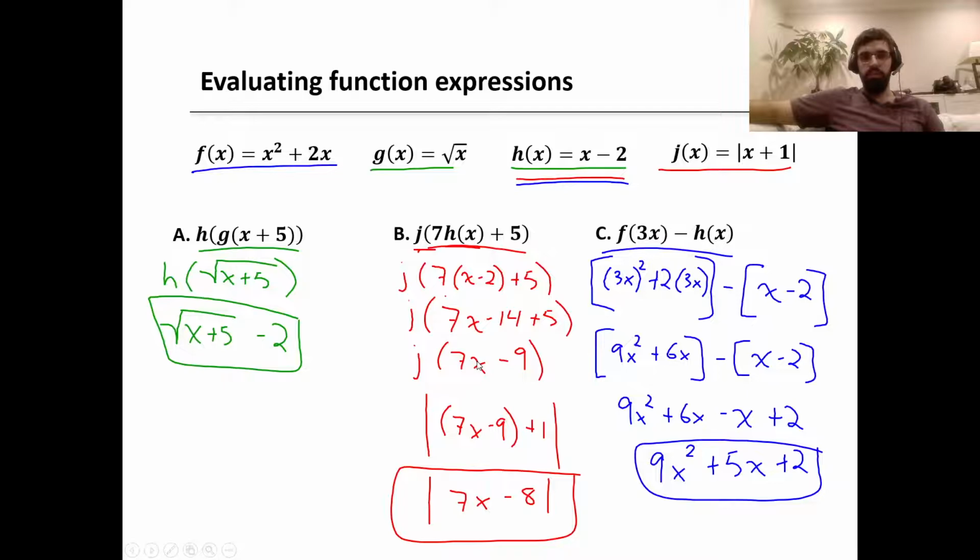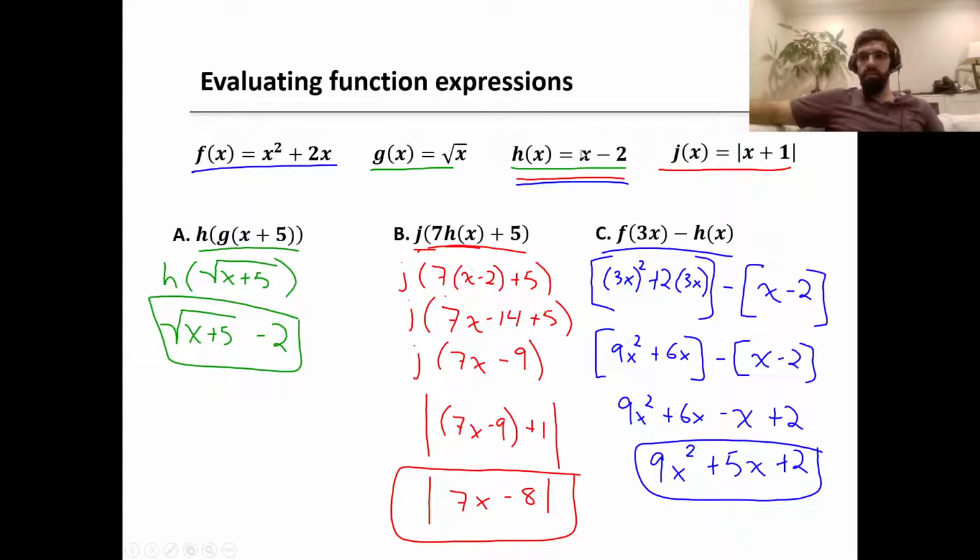Let's look at some examples here. We've been given 4 functions to work with: f, g, h, and j of x. Example A says h of g of x plus 5. So we are doing addition inside the input of g of x, and then that's going to be our input for h of x. So we can write g of x plus 5, knowing that g is the square root of x. We would write g of x plus 5 as the square root of x plus 5.